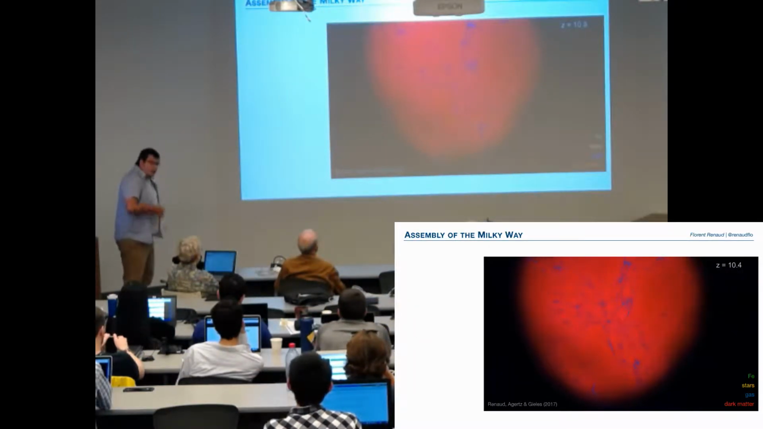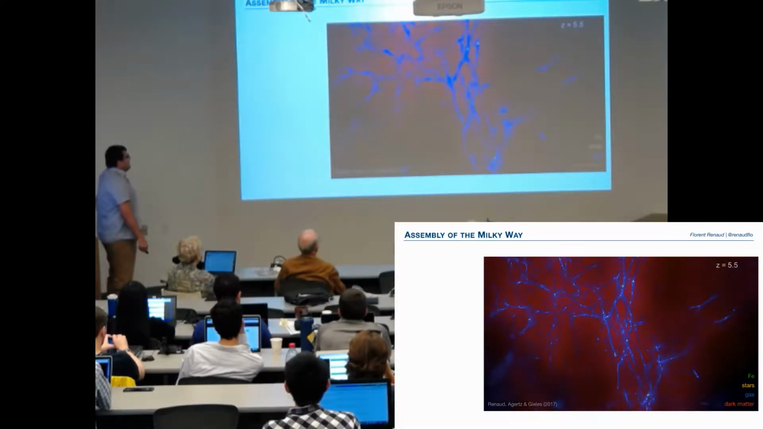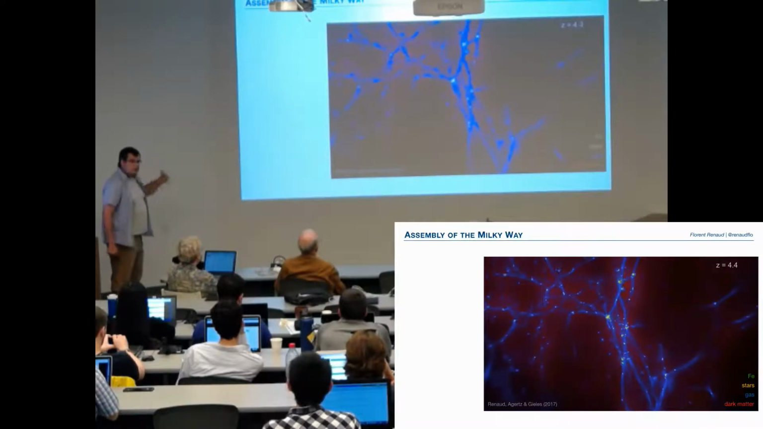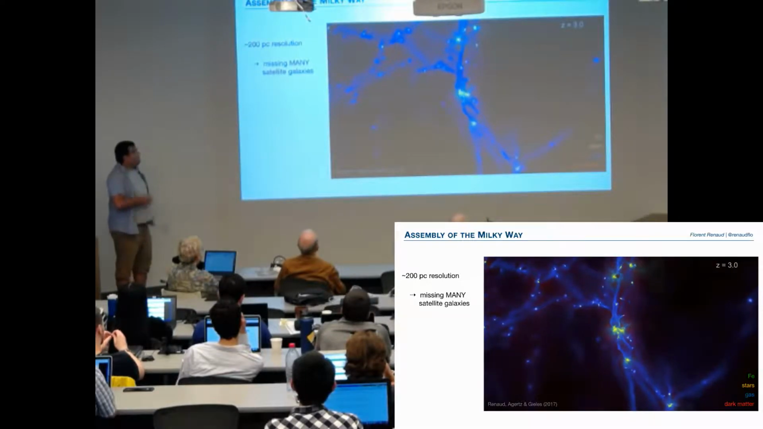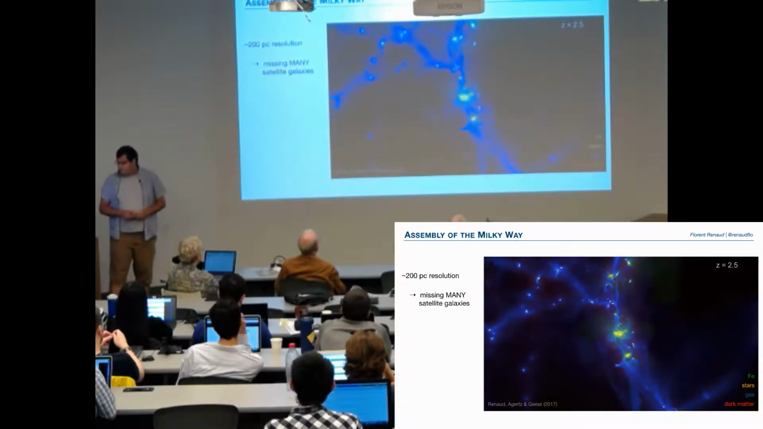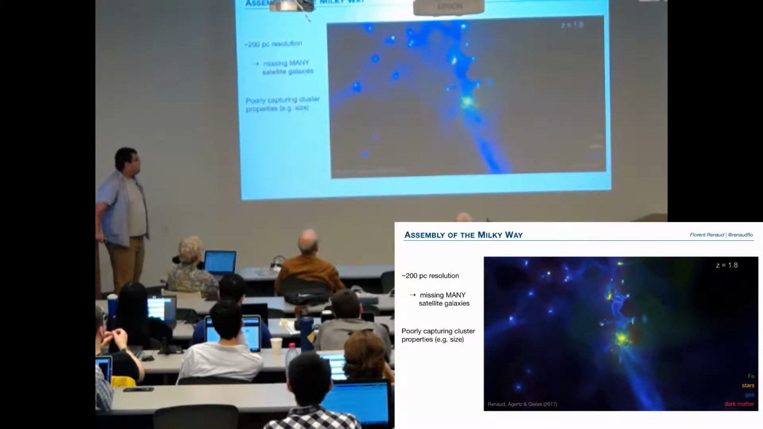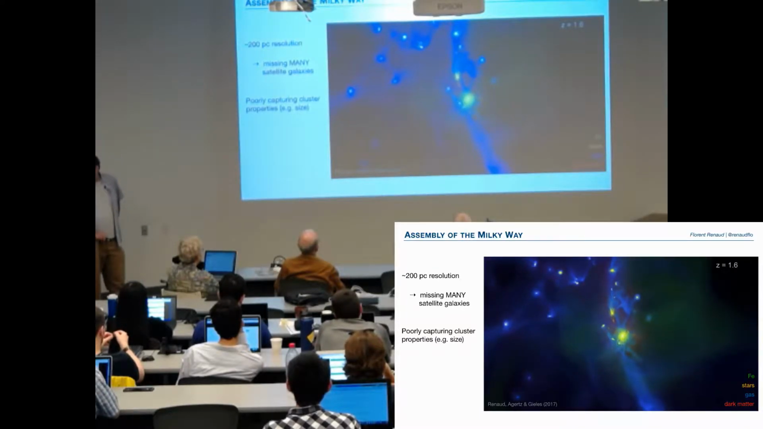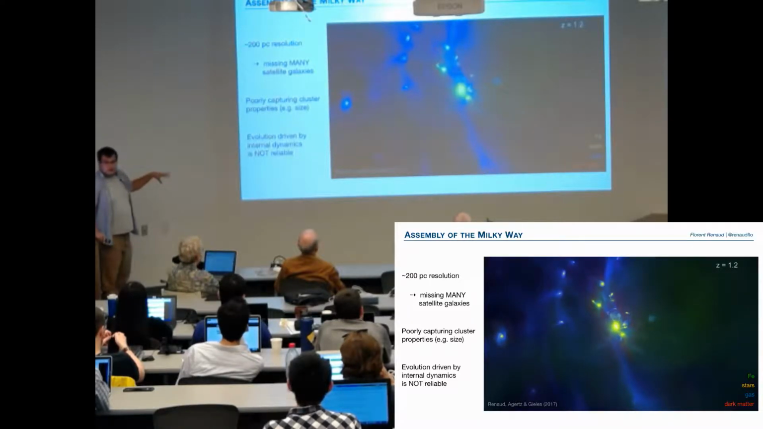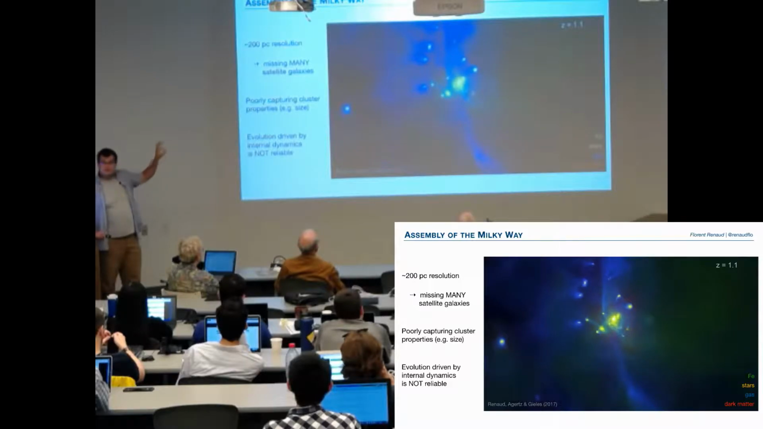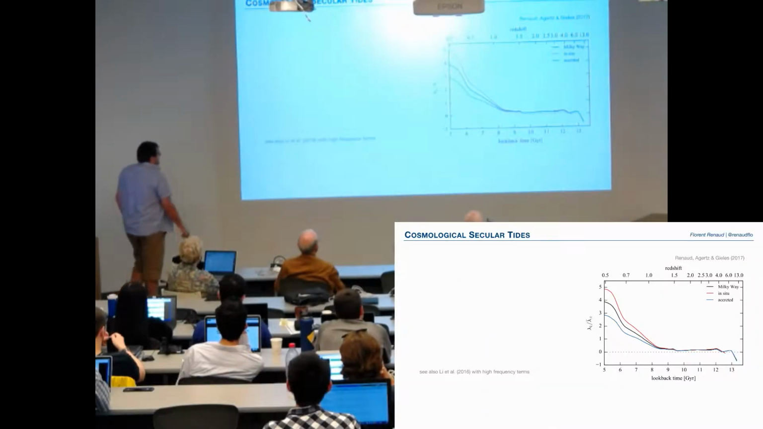But we could have an idea of the full evolution if we decrease resolution, and that we've done actually before. That's again the same volume, but much longer evolution and much lower resolution, 200 parsec only, I would say. So we're missing many of these satellite galaxies I was showing you before. And we poorly capture the cluster properties, for example the size, because we don't fully resolve the gravitational potential at the scale that matters. So all the evolution driven by internal dynamics is not reliable. But what we can do is use a few particles in this simulation as tracers and follow their orbits and compute the tides along their orbits. And that's what we get.